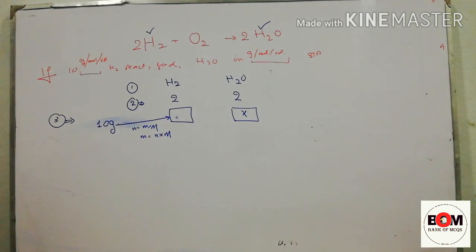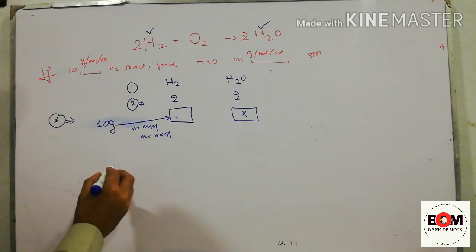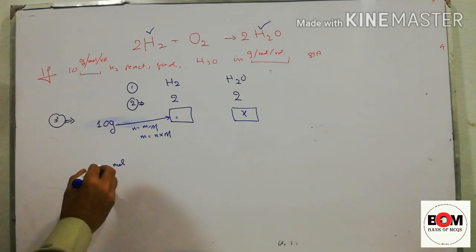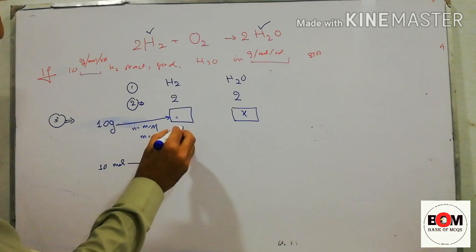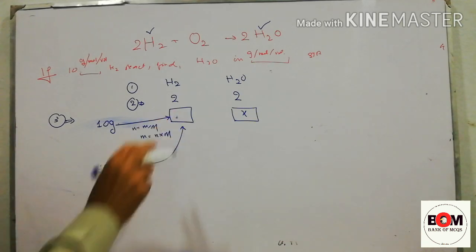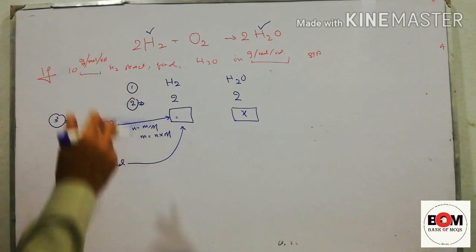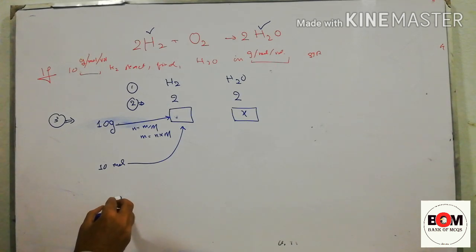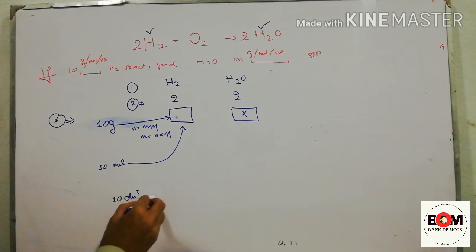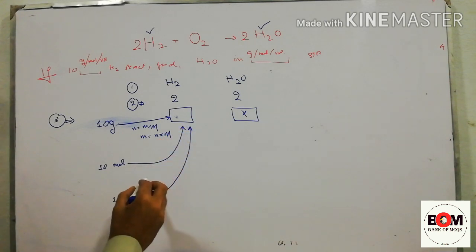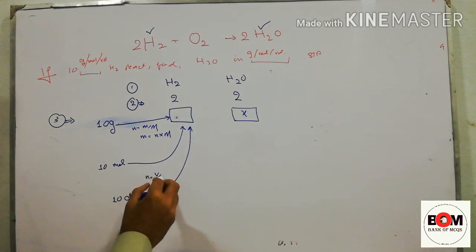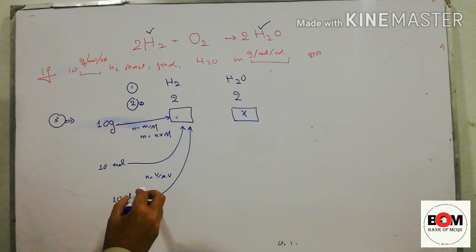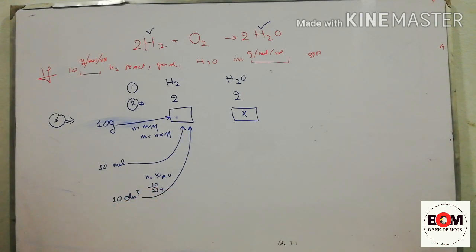In the second case, if they give us mole, if this is 10 mole, simply don't worry about calculation, directly put 10 mole. In the third case, if they give us volume, like 10 dm³, then number of mole is equal to volume divided by molar volume, and molar volume is 22.4, so we will use 10 divided by 22.4 dm³. So this is the way.